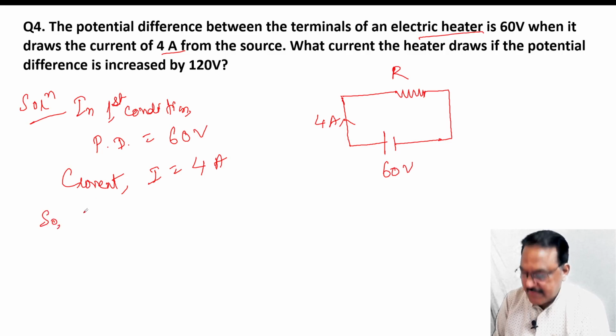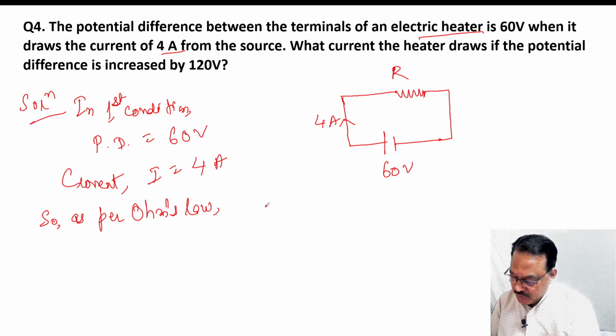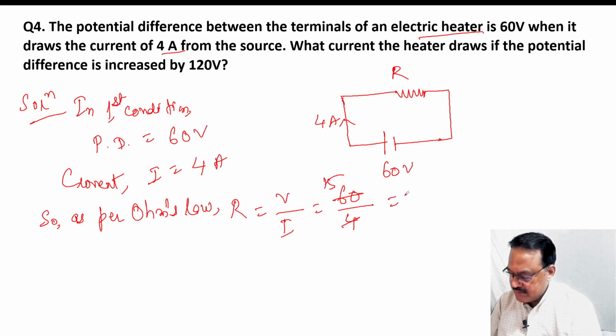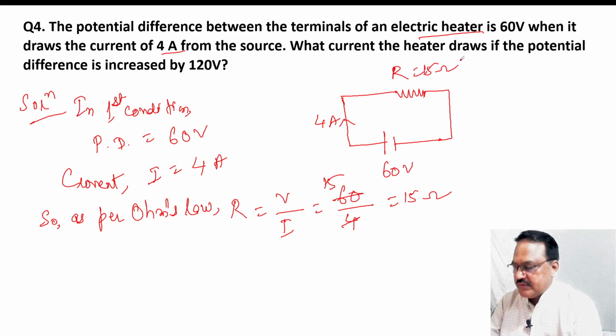As per Ohm's law, R will be equal to V by I. V is given here 60 volt, and what is the I value? 4. So 4 into 15 is 60, means 15 ohm. This is the resistance of the electric heater. This is the value of resistance here.